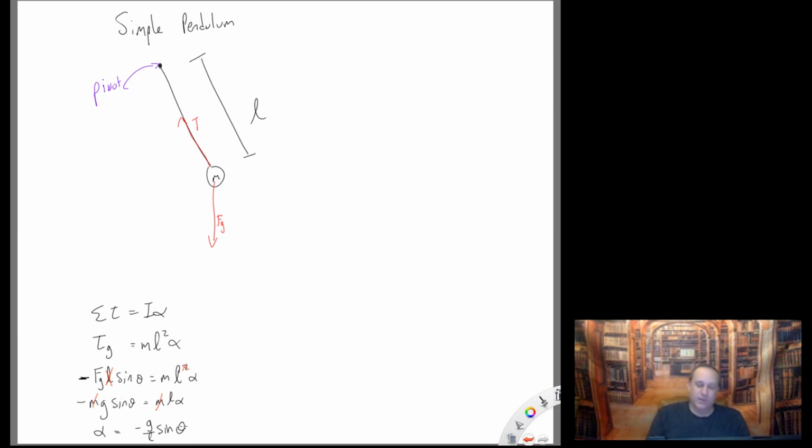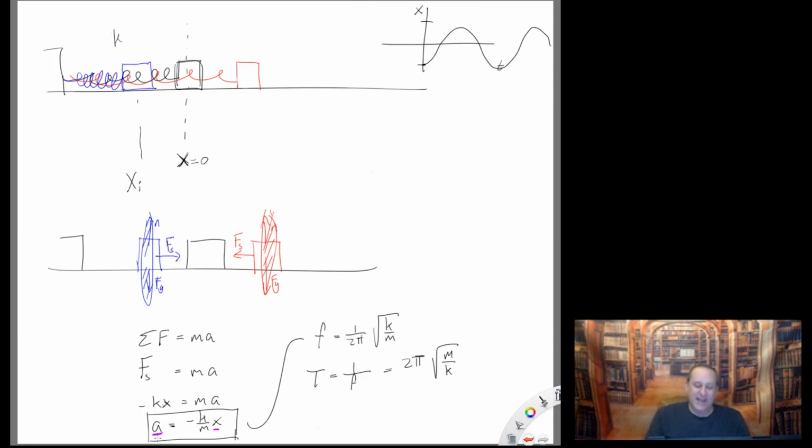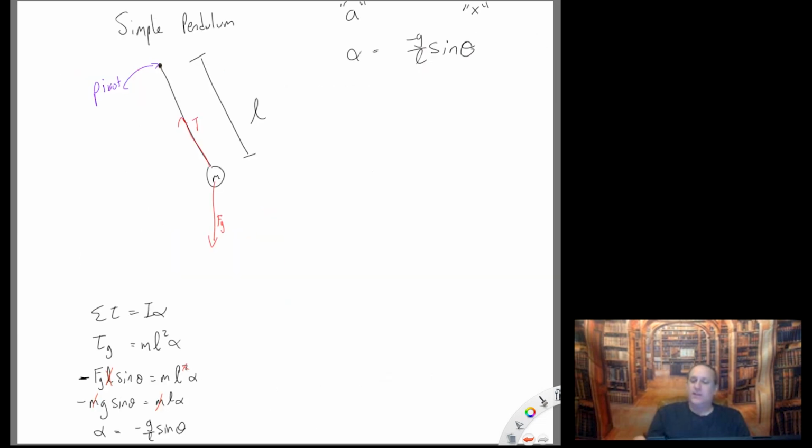Now remember, let's write it again: alpha equals minus g over L times the sine of theta. So alpha is like the a, and theta is like the x. So this equation looks similar: a equals a negative constant times x. But here my a variable is a negative constant times the sine of my x variable. So it's actually not really very similar.